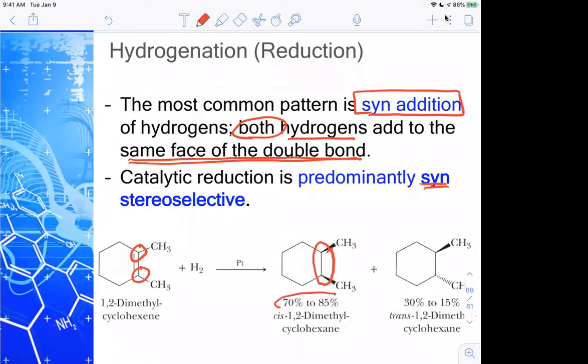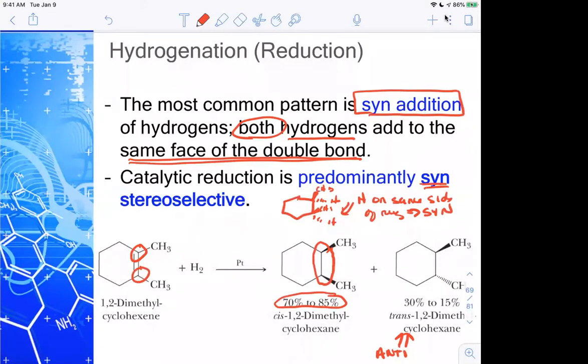Notice I get 70 to 85% of that. Because what I just did, right, is if I have those CH3s, I also have the hydrogens on the same side. So this, with the hydrogens on the same side of the ring, that's syn. This would be an anti-addition, and notice that we really don't see that. So predominantly I have syn stereoselectivity in catalytic hydrogenation.